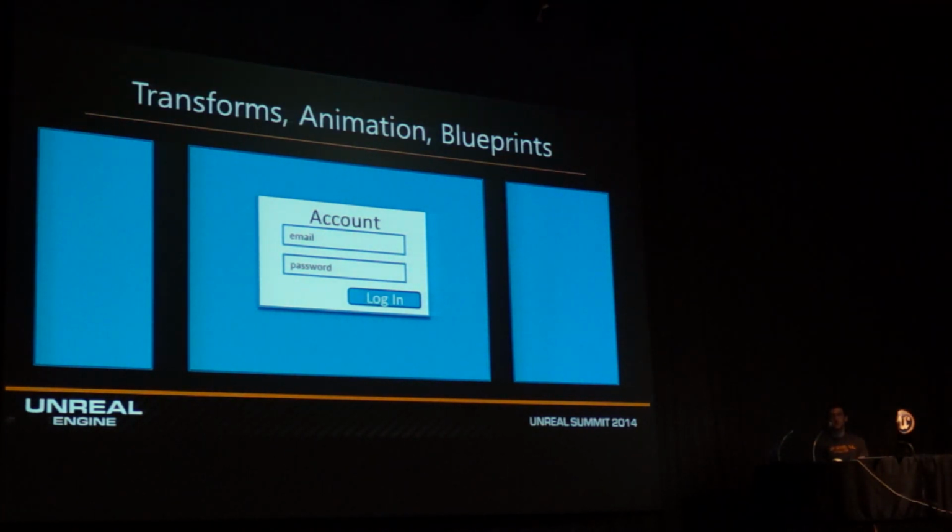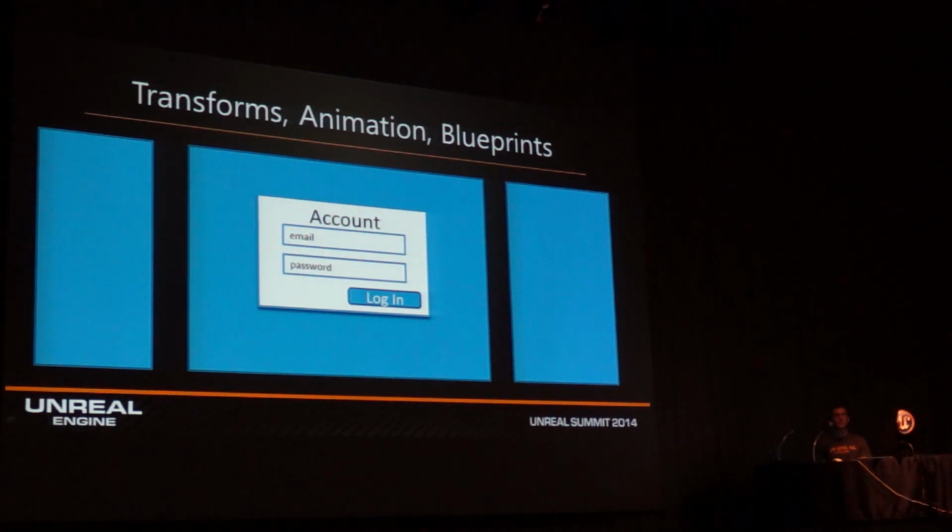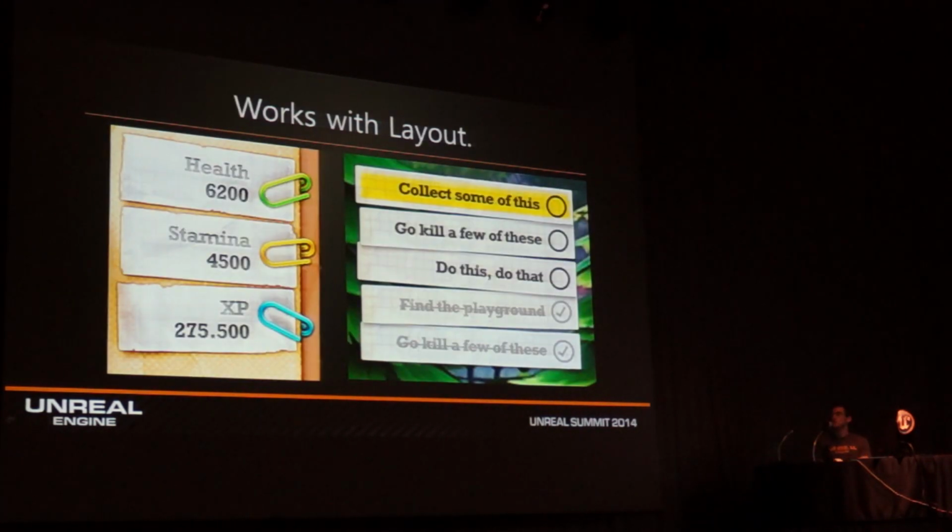Imagine you're building a login window. What if the user types in their email and password incorrectly? You might want to give them feedback, and if you use blueprints, you can trigger that feedback. It might look something like this. Transforms are useful even with static scenes.